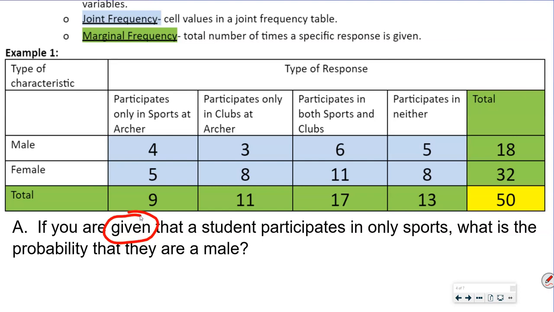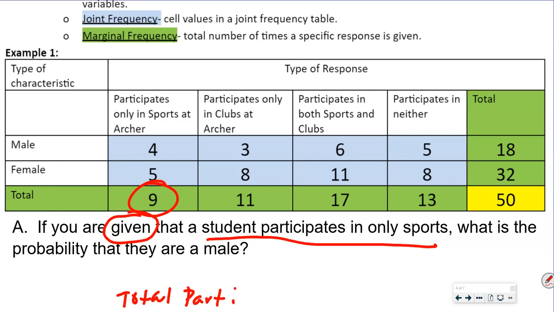It says if you're given that a student participates in only sports, what is the probability they are a male? So when it says given and it says participates only in sports, then we are going to look at those that participate only in sports, and we're going to pull the total. And that's what's going to go in the bottom. So this number, our total that participate in sports, I'm just going to abbreviate it, okay? That's going to go in our denominator, okay? And then it asks us, what is the probability that they are male, okay? So of those people who participate in sports at Archer, how many of them were male? So there's your other number.